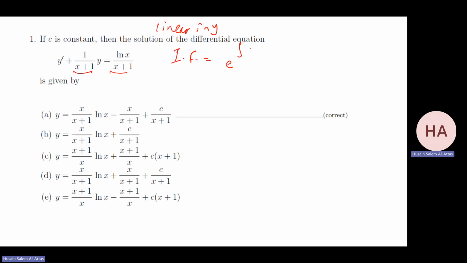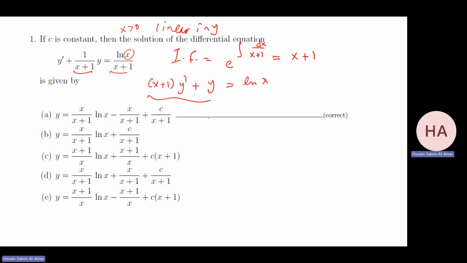I have e to the integral of 1 over x plus 1 dx, which is ln of x plus 1. With the e, it goes to x plus 1. Everything is positive, no problem to worry about. x should be positive here, actually. Now, multiply. So I have x plus 1, y prime, plus y equals ln x.